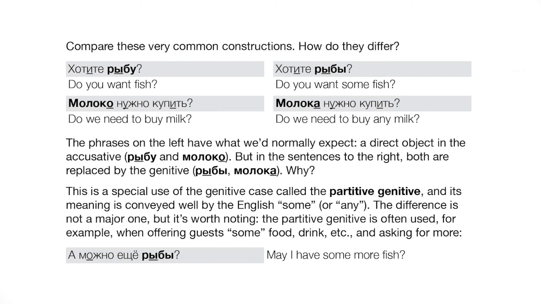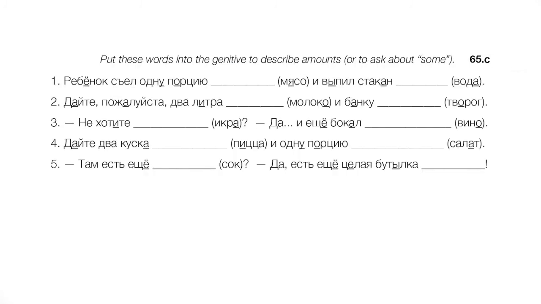Okay, let's throw in some more genitive to just talk about amounts or to get across this idea of a partitive genitive. Ребенок съел одну порцию, right? One portion of meat, мясо, и выпил стакан воды, and he drank up a glass of water. Number 2, give me please 2 liters of milk and a jar of sour cream, творог. Дайте, пожалуйста, 2 литра молока и банку творога.